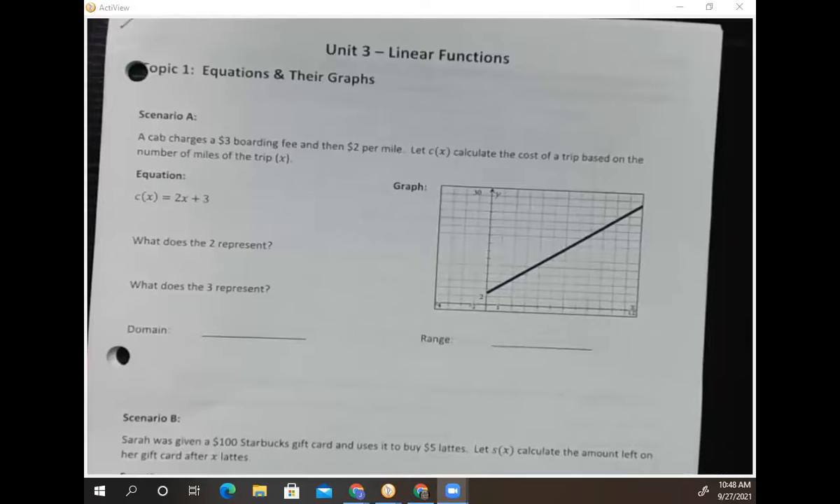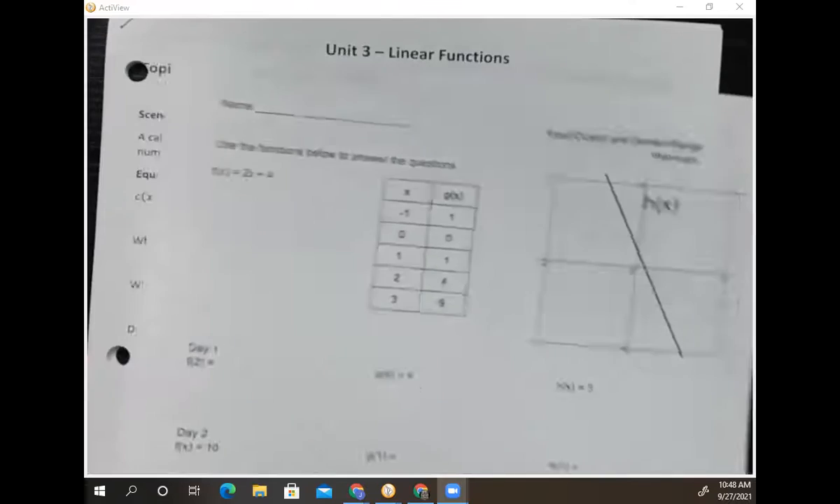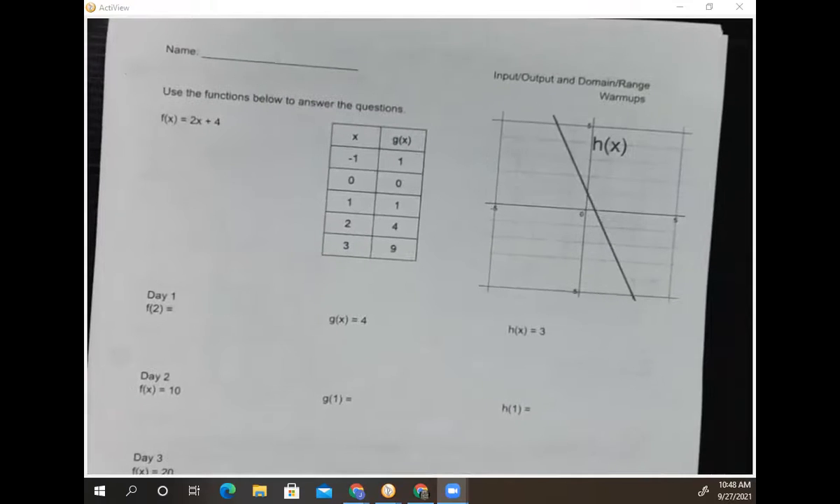So I want everybody to start on the front side of this paper, the part that has a spot for you to write your name. And we're gonna take a look at the setup here and go through those day 1 questions. So we've got 3 different functions here. This is really similar to what you saw in your test.